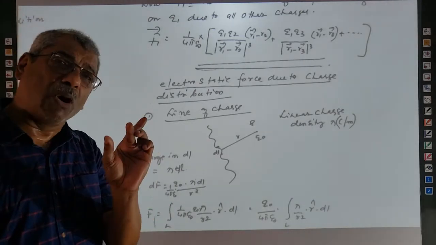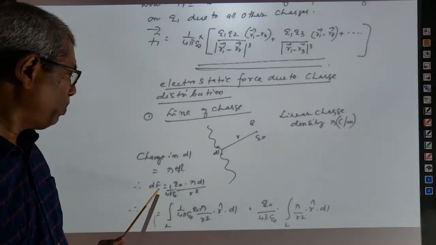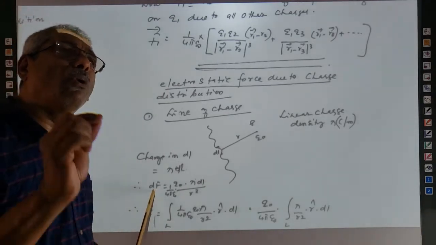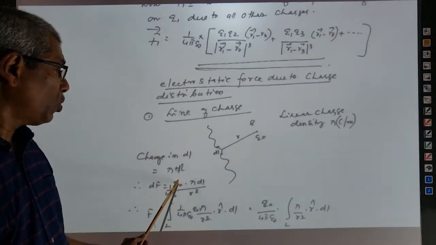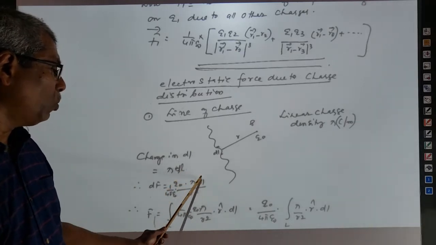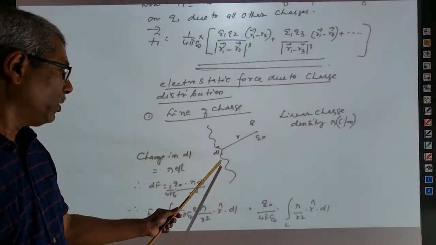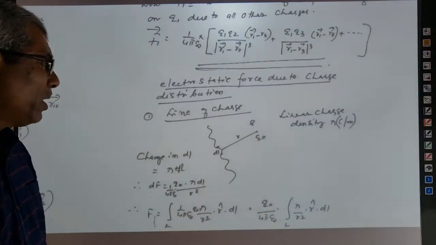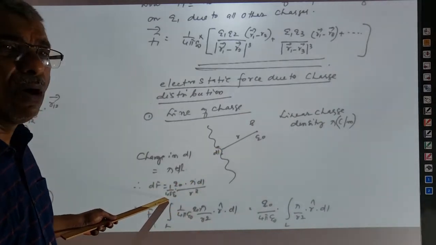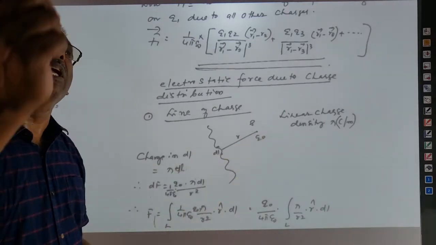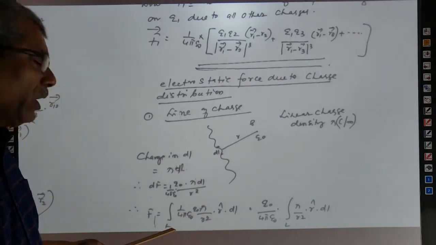So for the small charge lambda dl and this Q0, the small force acting between them, dF, is given by 1 by 4 pi epsilon 0 into Q0 into lambda dl divided by R square, that is Q1 Q2 divided by R square, where Q1 is Q0 and Q2 is lambda into dl. So for a small section of charge lambda dl, this is the amount of force acting on Q0.